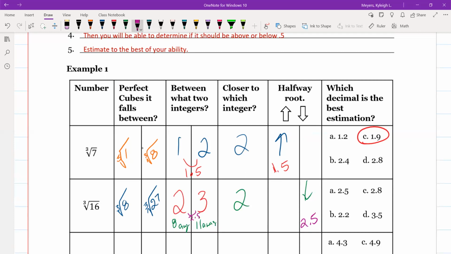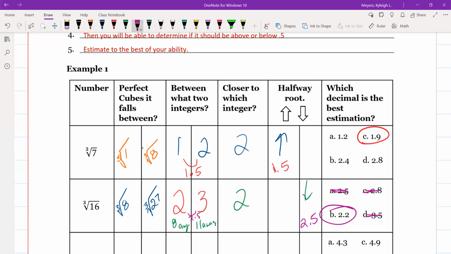And then we have a couple here that are close, so we know it's got to be below 2.5. So it can't be any of those. So it's a 2.2.